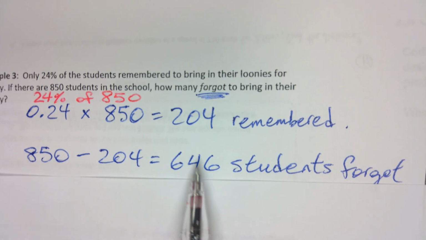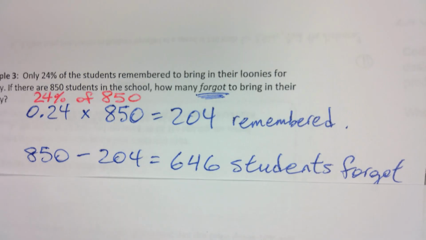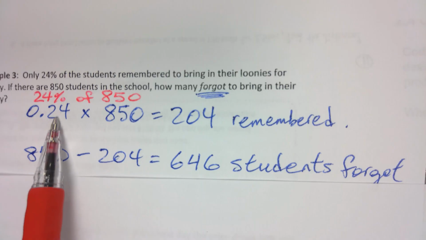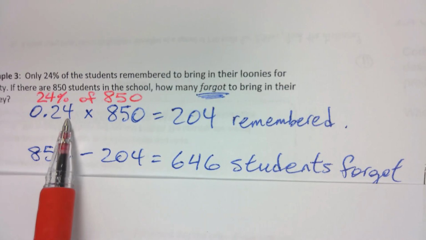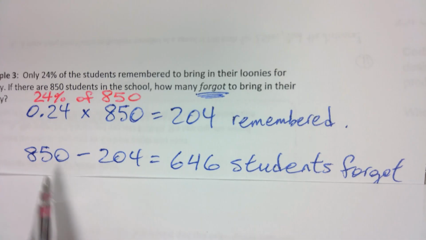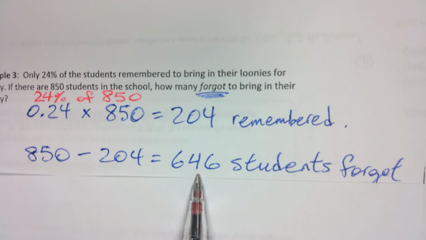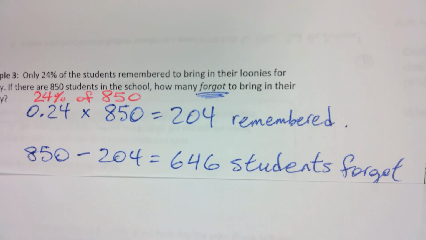Okay. What's another way I could do this? Just like with the discount question. Right. Okay. So if 24% of the students remembered, that means 76% of the students forgot. So you could have simply just said 0.76 times 850. You would also get this answer.